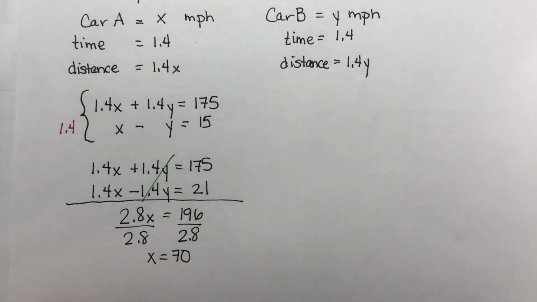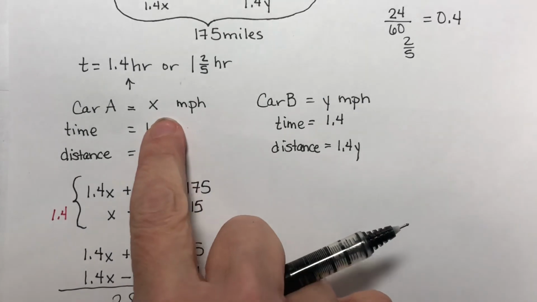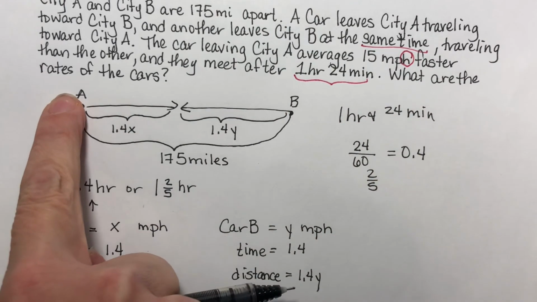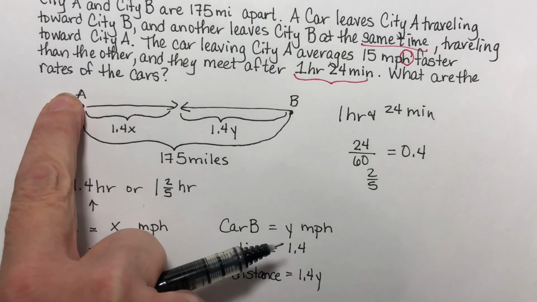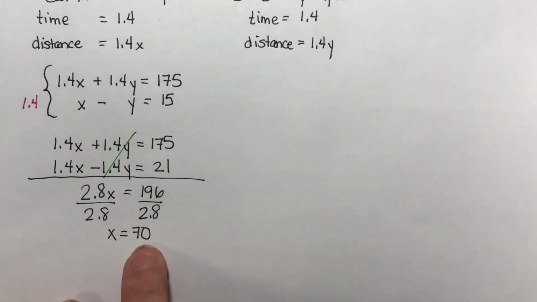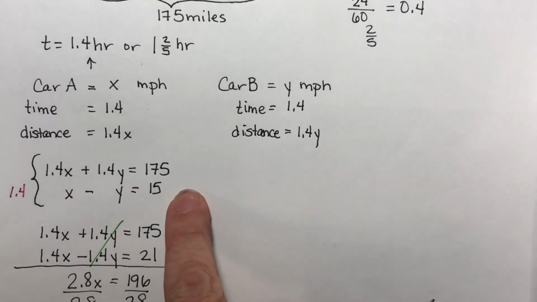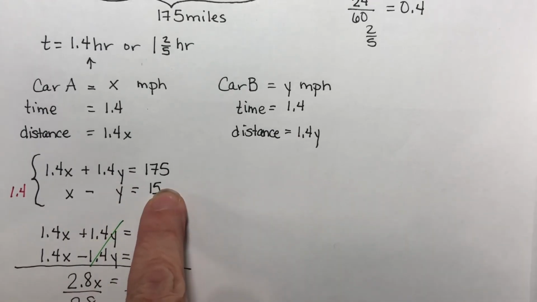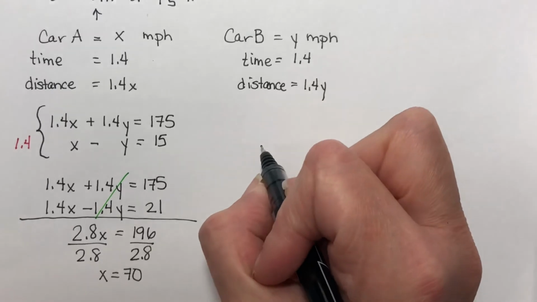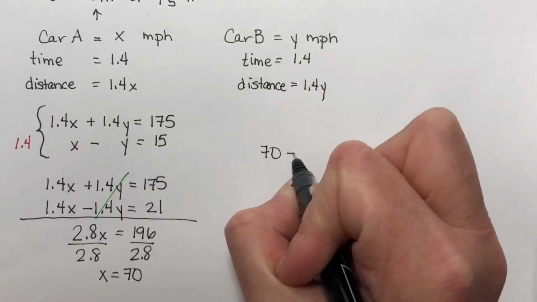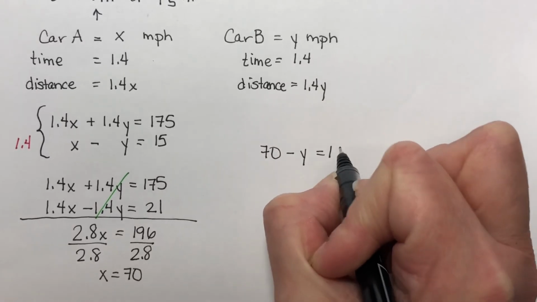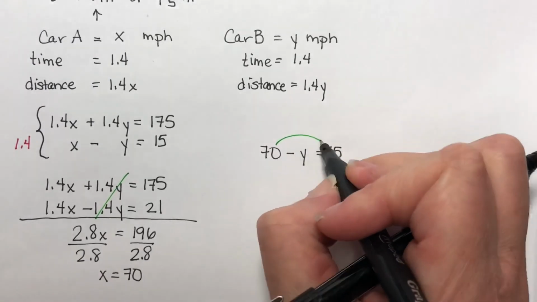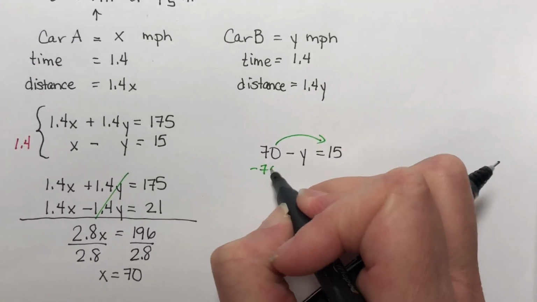So I found my x. What is x? x is the speed of car A. I'm asked to find the rates of both cars, so I'm half done. I've done the hardest part. Now I just need to take this value and plug it into one of these two to find y. It definitely looks easier to plug into here for me. So this will be 70 minus y is equal to 15. I need to subtract 70 from both sides.